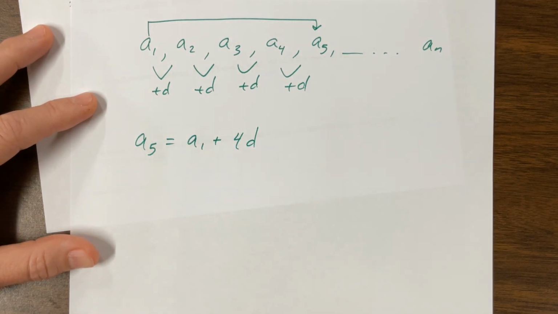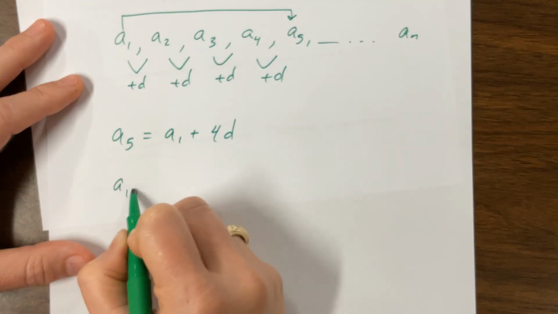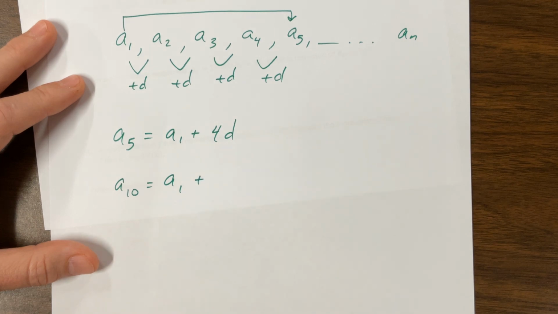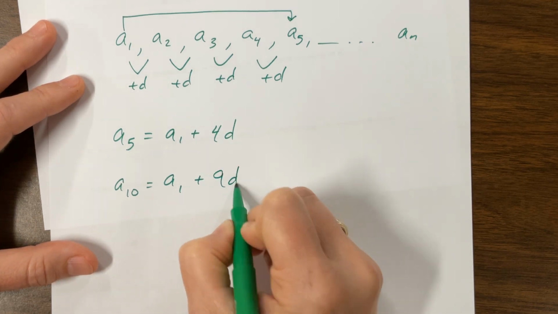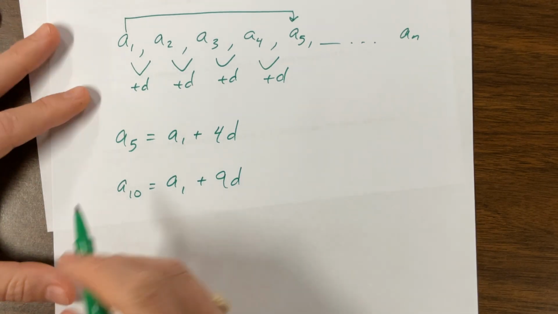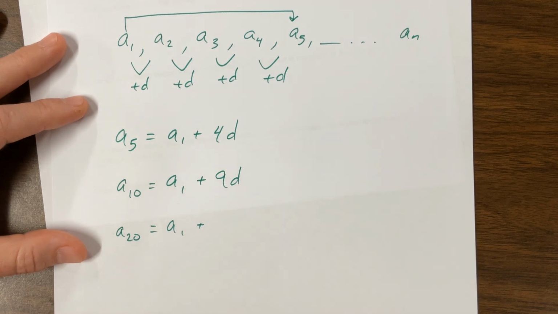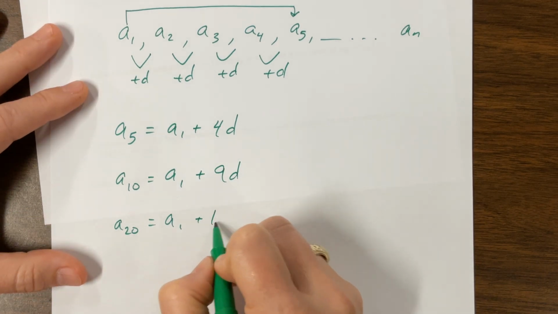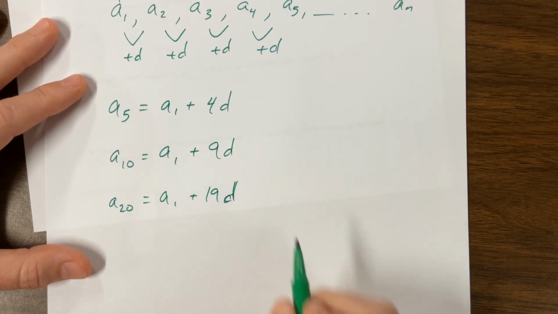So what I just told you is that A sub 5 would equal A sub 1 plus 4 times that common difference. What if I want the 10th term and I know the first term? Hopefully you realize that I would have to add that common difference 9 times. Try this: what if I want the 20th term and I know the first term? Do you have an answer? Hopefully you do. We're going to have to add that common difference 19 times.